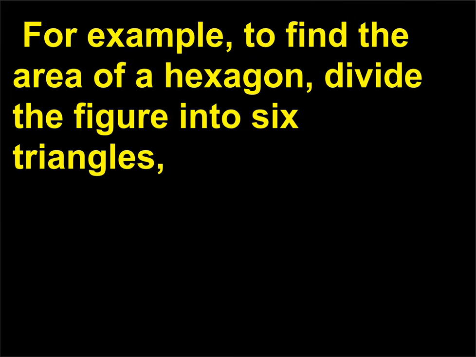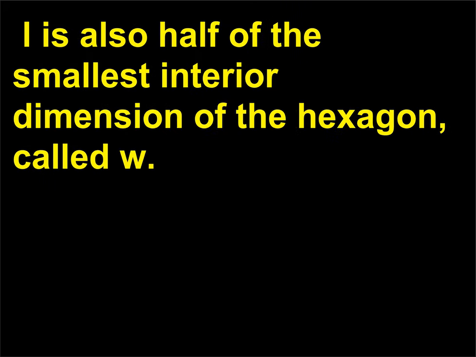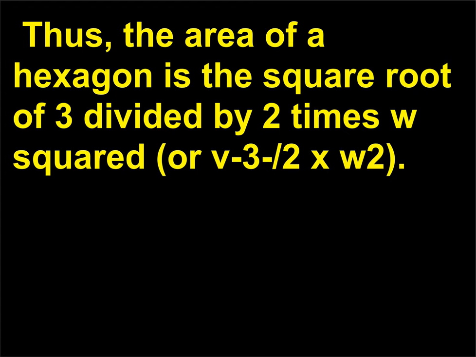For example, to find the area of a hexagon, divide the figure into 6 triangles, each with L equal to the height of each interior triangle, or apothem. L is also half of the smallest interior dimension of the hexagon, called W. Thus, the area of a hexagon is the square root of 3 divided by 2 times W squared, or √3/2 x W².